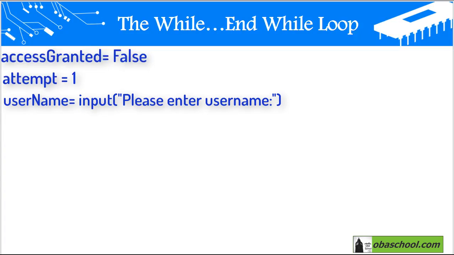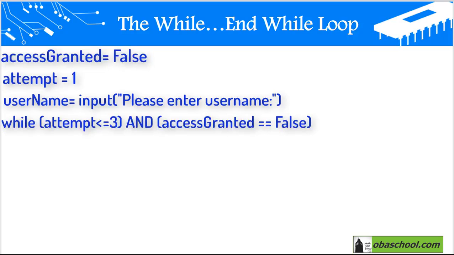When the user enters his username, a while loop condition is going to start. So we will put while attempt is less than or equals to 3 and access granted is equal false. It will go inside the while loop. So here, these two conditions must be true so the while loop can work. If one condition is false, we're going to get out from the while loop.